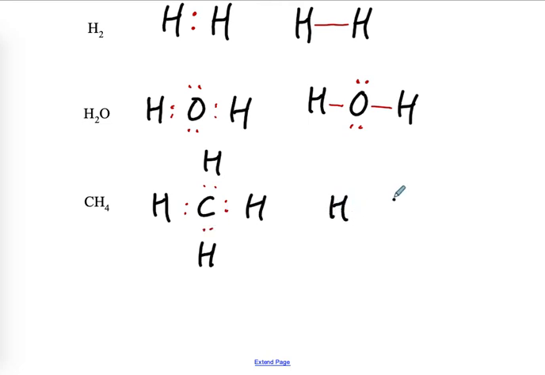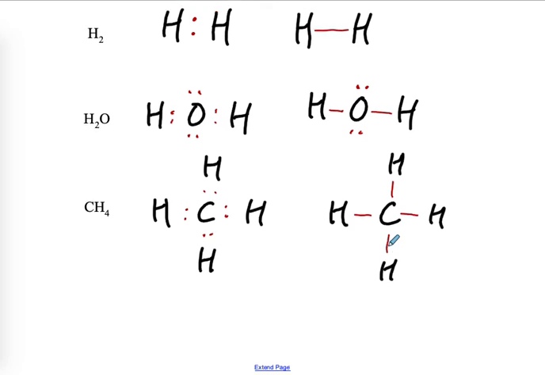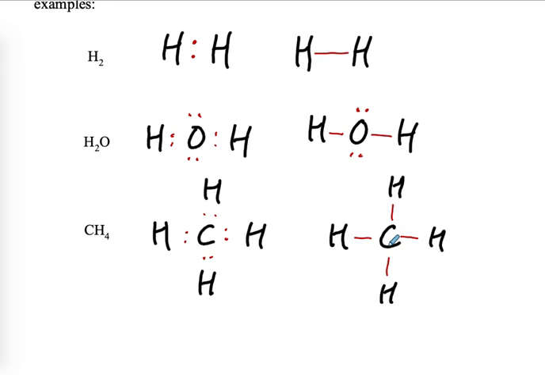Or, preferentially, I can show the 4 CH bonds as lines. The carbon atom is sharing 8 electrons. That is 4 shared pairs of electrons for a total of 8. Its octet is satisfied. Each hydrogen atom is sharing a pair of electrons. It is surrounded by 2.